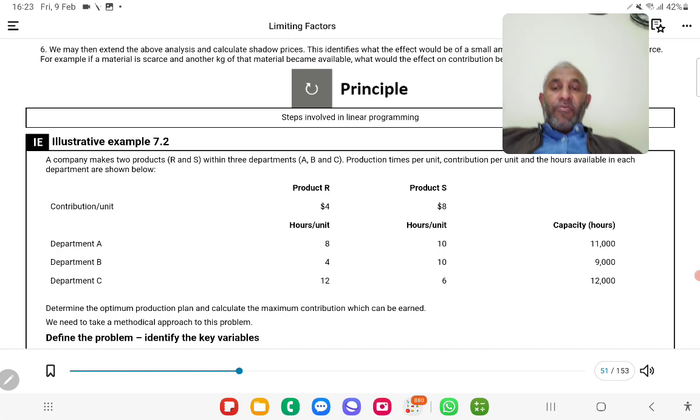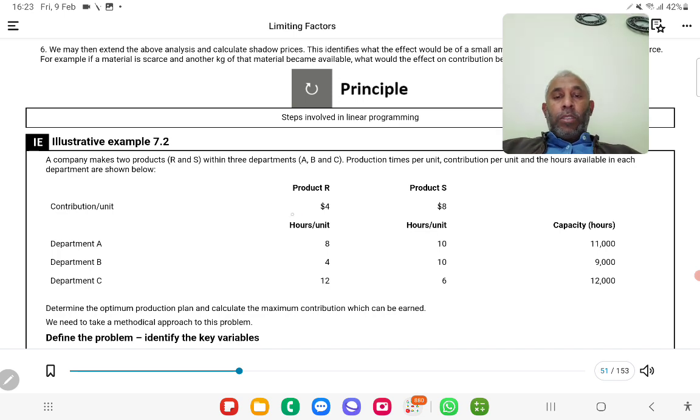This question is coming from linear programming, applicable to ACCA Performance Management and/or CIMA or CA Sri Lanka or any other relevant examination. Let's go through the question. A company makes two products, R and S, within three departments, A, B, and C. Production times per unit, contribution per unit, and the hours available in each department are shown below.